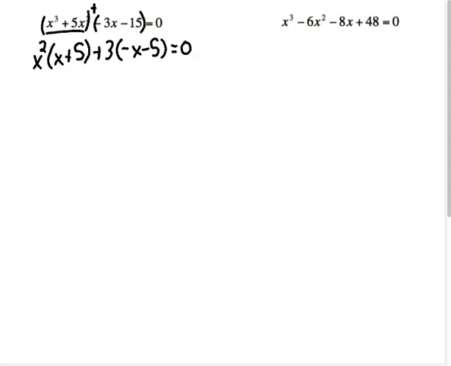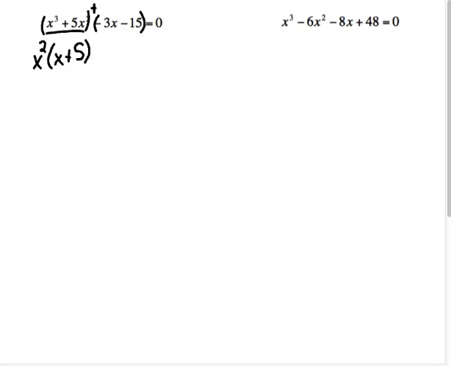Now I want you to notice something. Here I don't have two same parentheses. I have x plus 5, and I have negative x minus 5. So sometimes when you pull it out, you get things that are oppositely signed. Notice those are perfectly opposite. X plus 5, negative x minus 5. Okay, perfectly opposite parentheses. What that means when you have opposite signs like that.